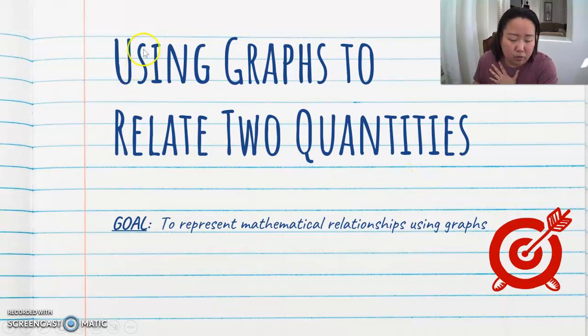Hi everybody. Now we are continuing our discussion on using graphs to relate two quantities, and this time we will be creating the graph. We will be visualizing a scenario and use our graph to show the movement or the comparison between the quantities. Okay.